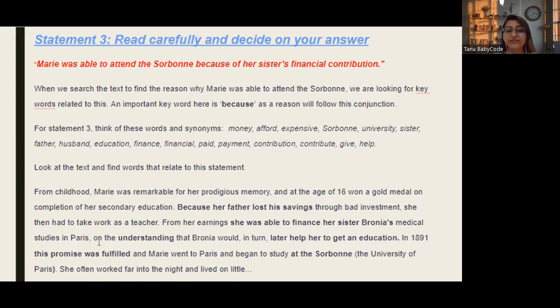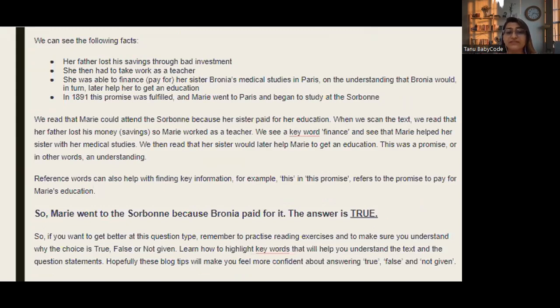So once we start reading the paragraph, let's read it here and see the following facts: her father lost his savings through bad investment. She then had to take work as a teacher. She was able to finance, to pay for her sister Bronia's medical studies in Paris, on the understanding that Bronia would in turn later help her to get an education. In 1891, this promise was fulfilled, and Mary went to Paris and began to study at the Sorbonne.